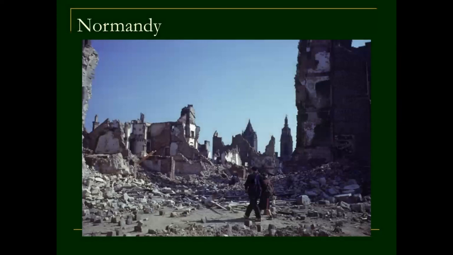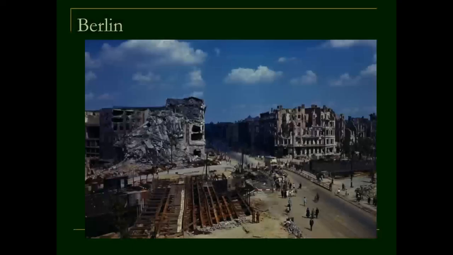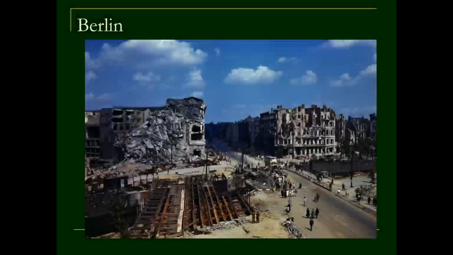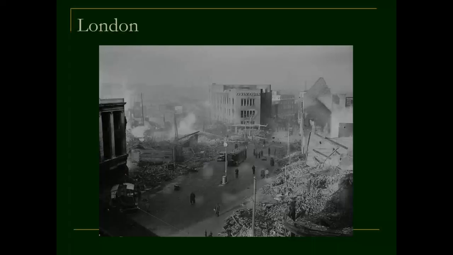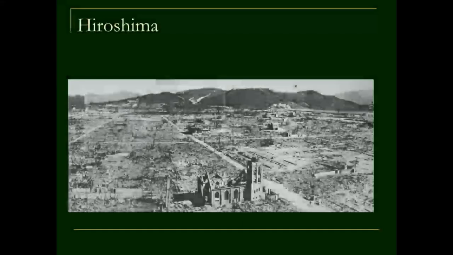This is a picture of Normandy in France after the war. This is a picture of Poland and Warsaw, which is their capital. You can see the devastation. It's a picture of Berlin after the war. You can see the devastation there by the constant bombing. This is in Germany. This is a picture of London during the war, which you can see the devastation there as well. And this is Hiroshima after the atomic bomb. Notice how everything's been flattened, except for that one church, which if you were to go to Hiroshima today, you can actually visit that church.